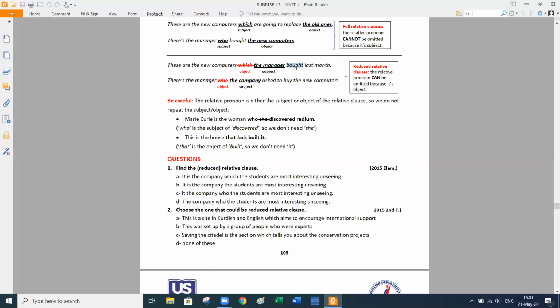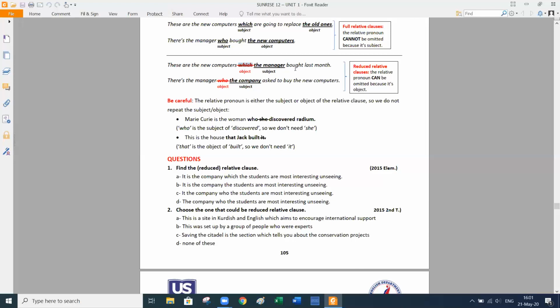So we look immediately before the verb to find the subject. As you can see, we have the manager just before the verb. So the manager is subject because it comes immediately before the verb. So we understand that the relative pronoun which is not the subject. It must be the object because, let me continue, which the manager bought last month.